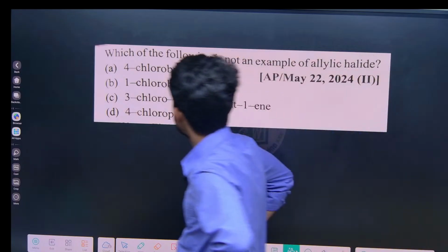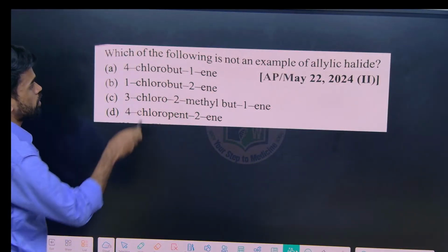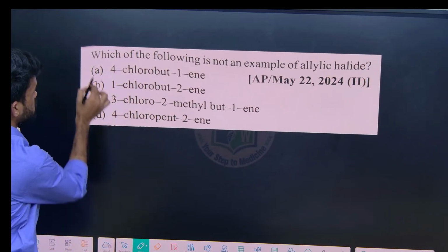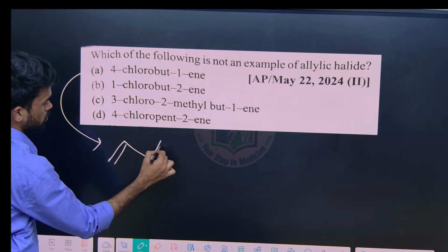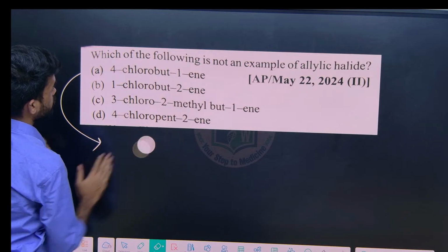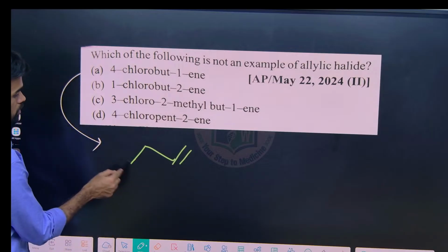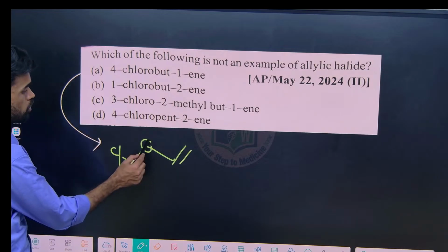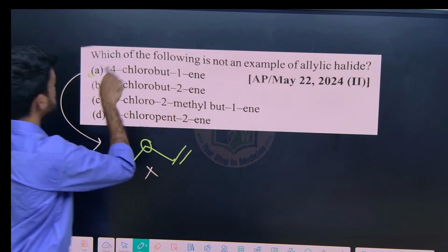Write the structures. Not an example of allylic halide. So write the structure of this 1-chloro... What they are saying is but-1-ene, 4-chloro but-1-ene. So is this allylic? No. Here if we have halogen, it is allylic. So this is not an allylic. So the first one is not an example.